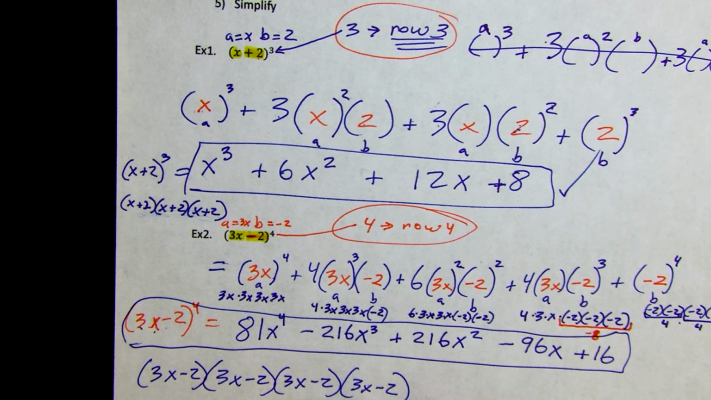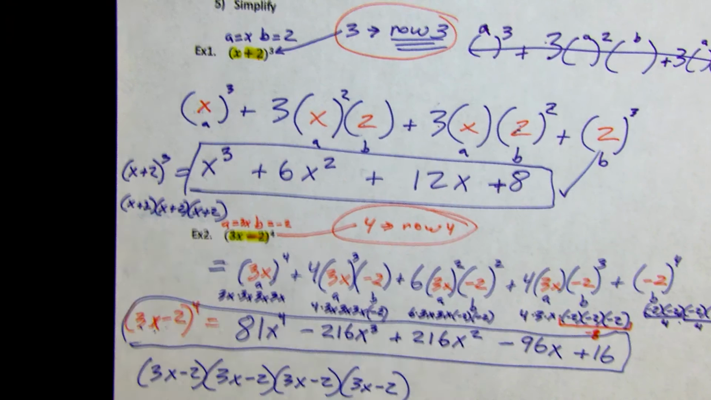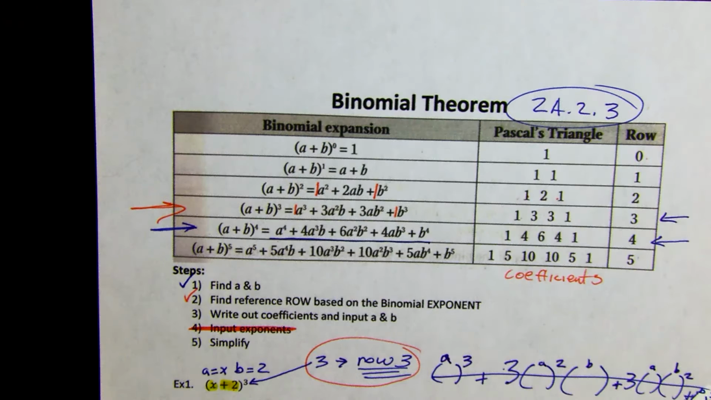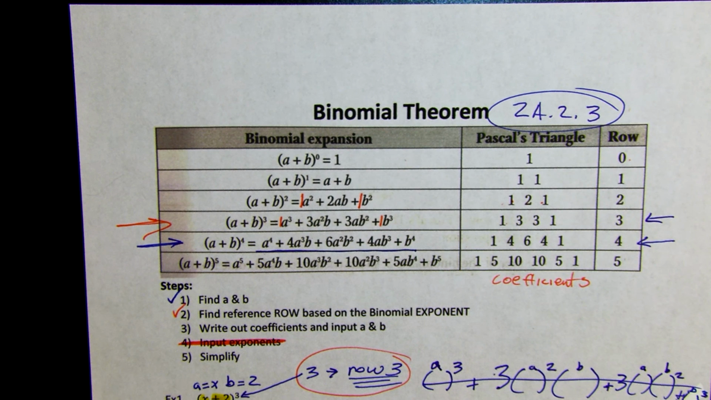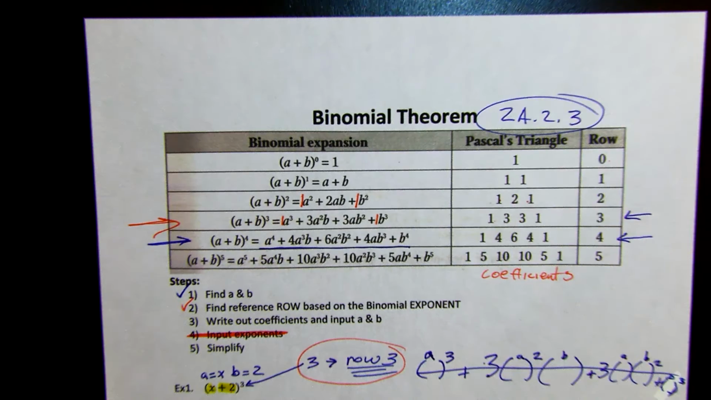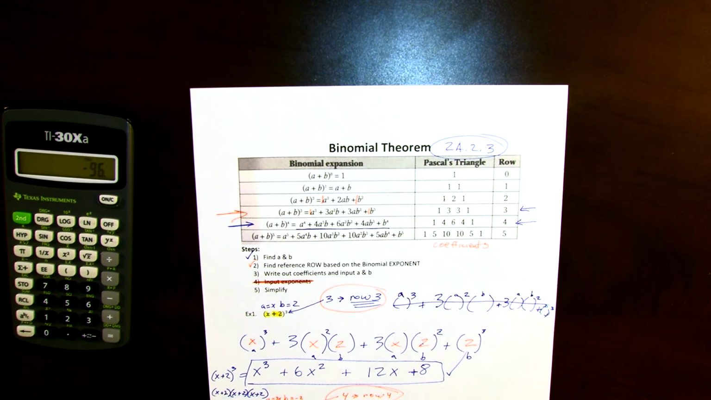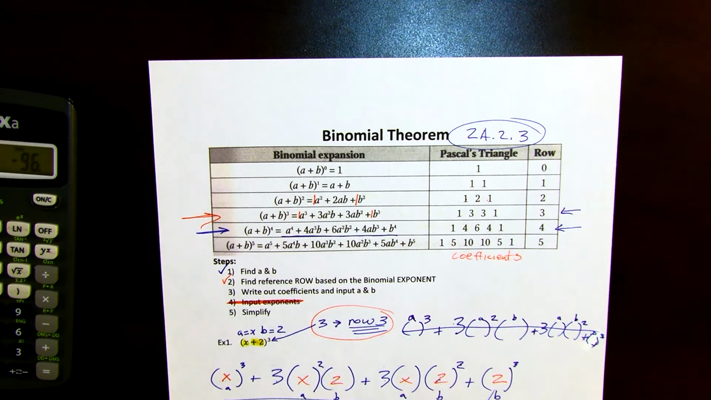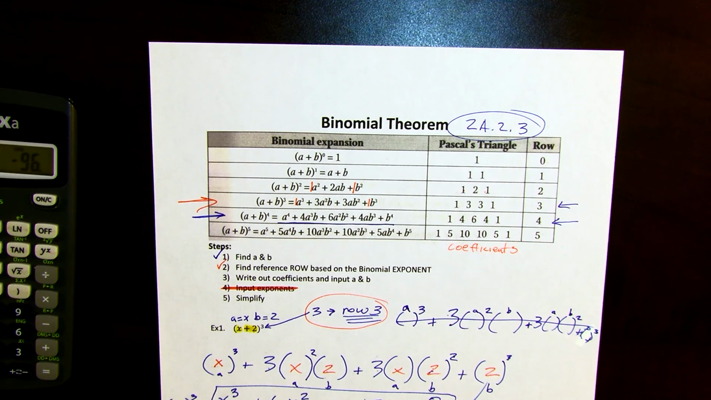But it is useful. We don't have to do all this. We can use Pascal's triangle. We can use this up here to figure out what each of these binomials will expand to. That's really all I had for you guys.